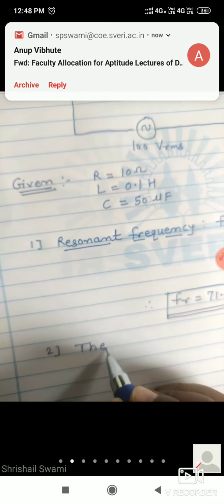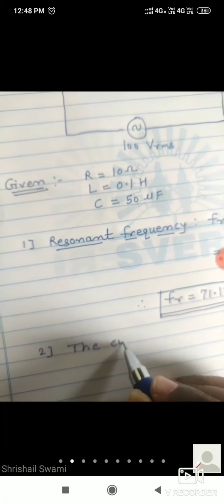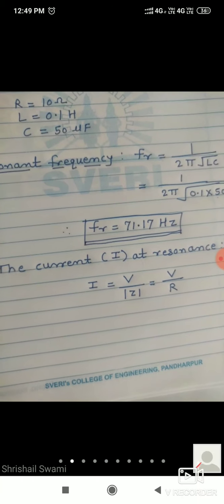So the second one is the voltage across the inductor at resonance. To find the voltage, we first need to calculate the current at resonance. The equation is I equal to total voltage V divided by total impedance. The total impedance at resonance is R, so I is V divided by R. What is the voltage value?